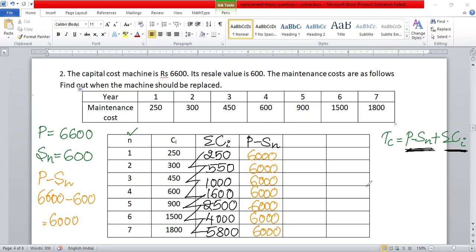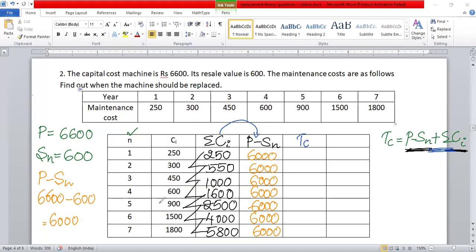Now after that, TC is not completed till now, because P minus summation of CI is done, P minus S of N is also done. Now we should add, yes, both we should add it. That is P minus S of N plus summation of CI. Now we should add these two columns.